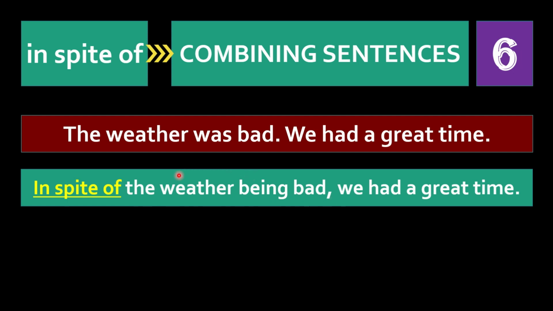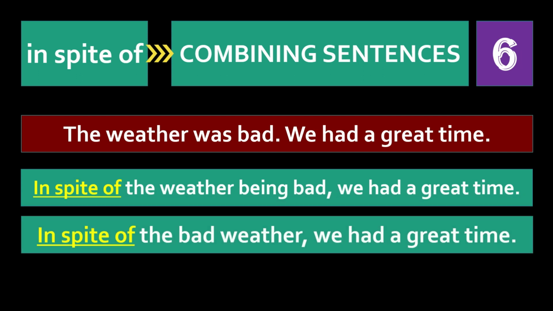We can't say in spite of being bad. No, in spite of the weather being bad is correct. We had a great time. So again, we use the subject and we used be form, be and ing. In spite of the weather being bad, we had a great time. Now, let's look at another way. We can change this weather was bad to the bad weather, a noun phrase. Look at this here. In spite of the bad weather, we had a great time. Both are absolutely the same.